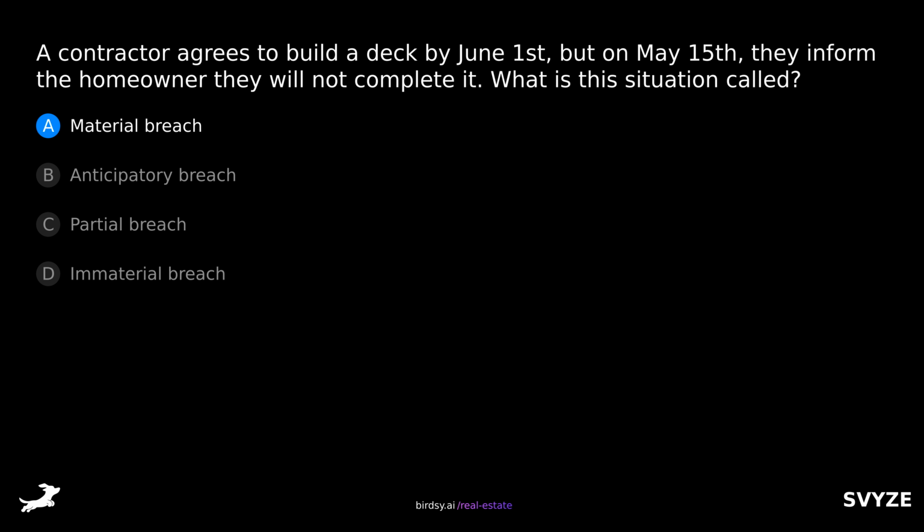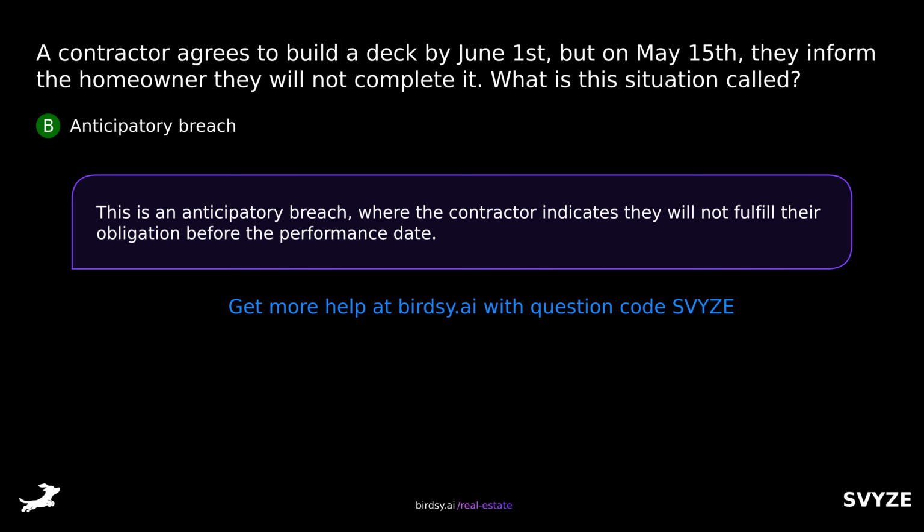Is it A. Material breach? B. Anticipatory breach? C. Partial breach? Or D. Immaterial breach? The answer is B. Anticipatory breach. This is an anticipatory breach where the contractor indicates they will not fulfill their obligation before the performance date.